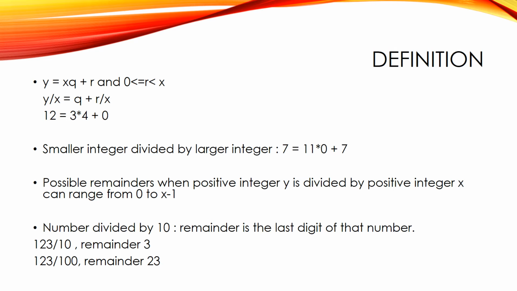The possible remainders when positive integer y is divided by positive integer x can range from 0 to x minus 1. When a number is divided by 10, the remainder is the last digit of that number. 123 divided by 10, remainder 3. 123 divided by 100, remainder 23.